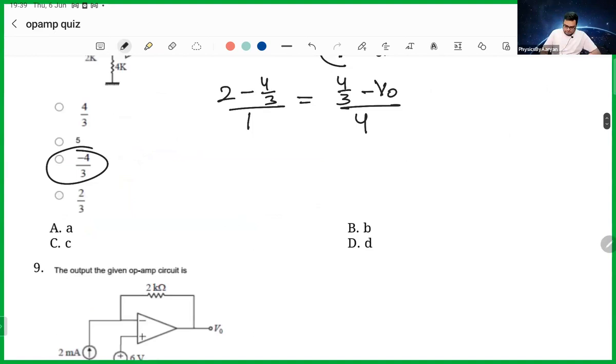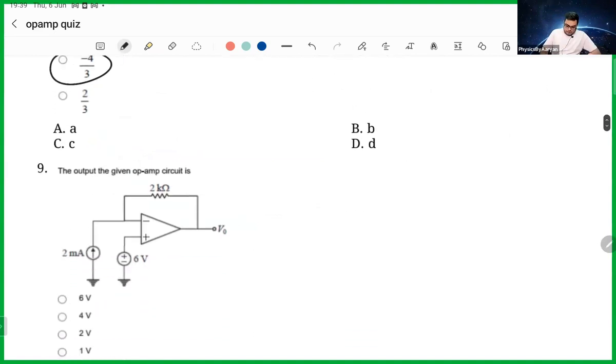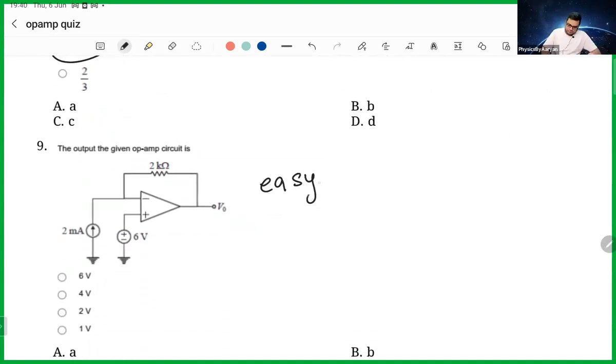Okay, very simple question. Again, this is also a very easy problem. 2 ampere current is coming from here, so the same current will go here. So this will also be 2 ampere. If this is 6, then this is also 6.